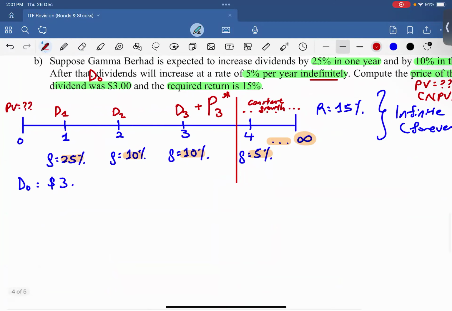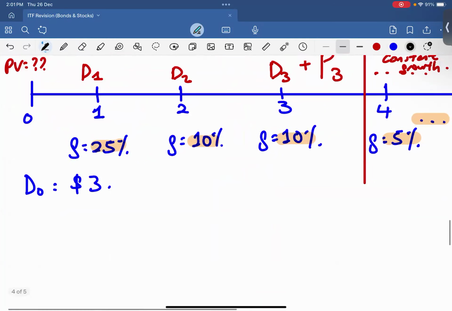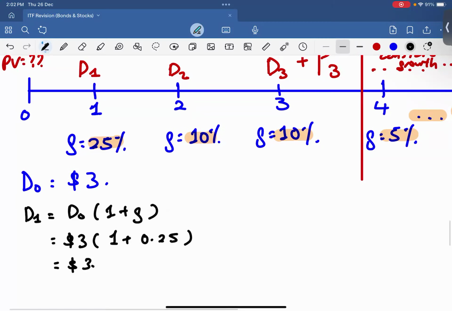Okay, so net present value. So let's work on it together. D1 equals to D0 bracket 1 plus G. D0 is $3 bracket 1 plus G. 3.75.